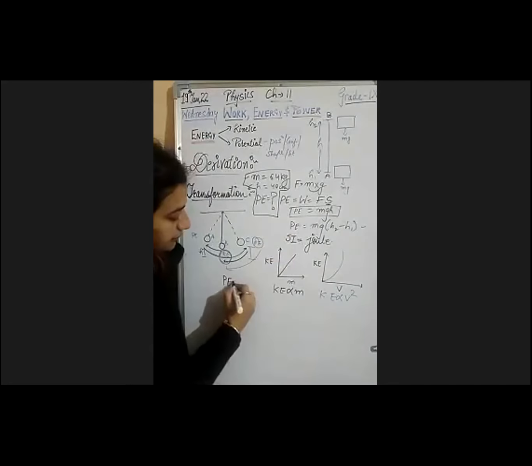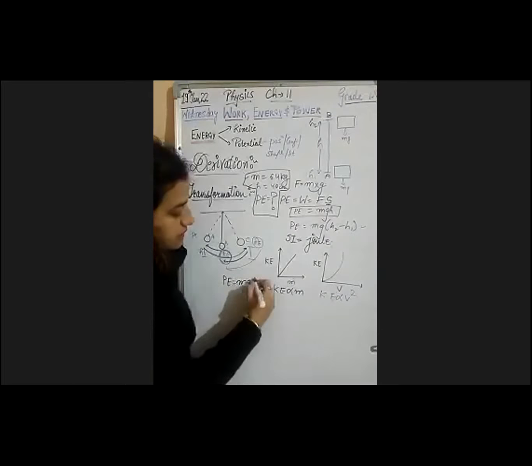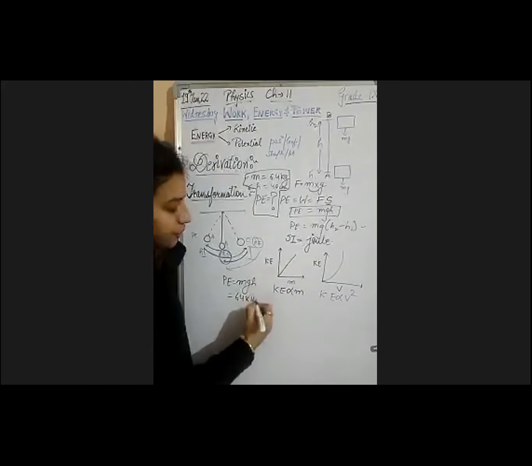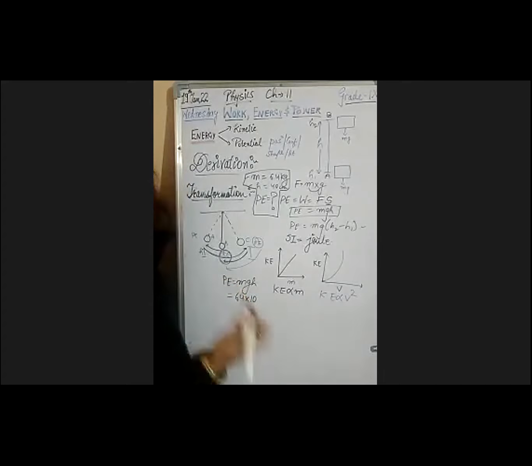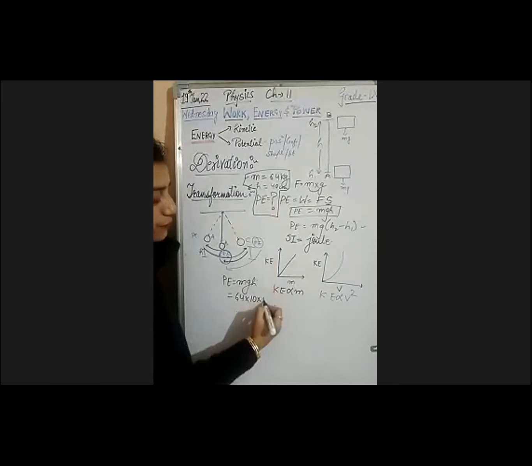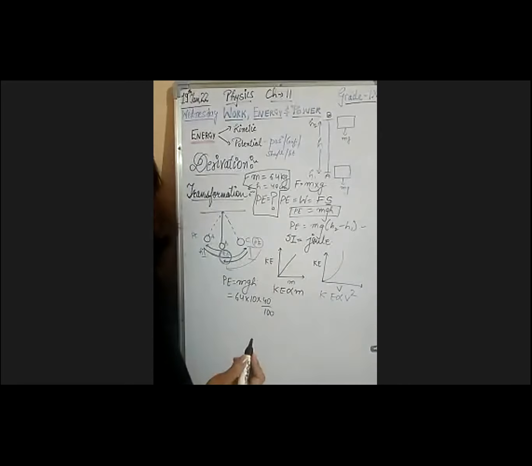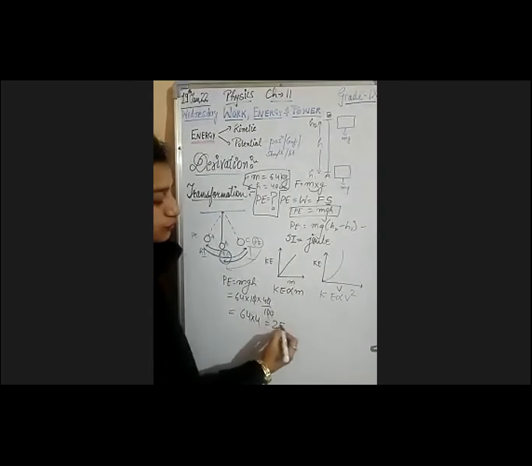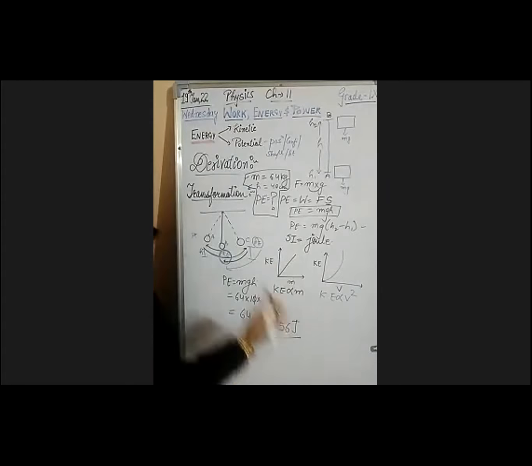So potential energy is equal to mgh. Mass I have given 64. g we all know is 10 or 9.8. You can take anything. And height h I have given as 40 centimeters, so you need to convert it, divided by 100. This 0 will be cancelled, and this 0 will also be cancelled. So the answer will be 64 multiplied by 4, that is 256 joules. Very good.